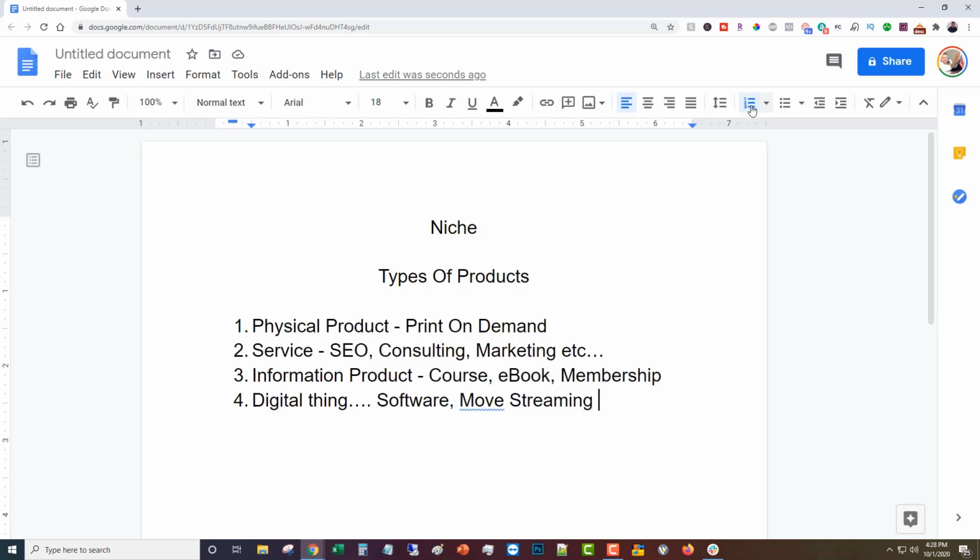And then there's a digital thing, whether you can create a piece of software or you can white label a piece of software. White label means someone else creates it, but you're allowed to put your name on it. Or it can be a service like a streaming service or a software as a service. Most of these are probably going to be, that number 4 is going to be a bit too advanced. But I just wanted to make sure that you knew all of them.